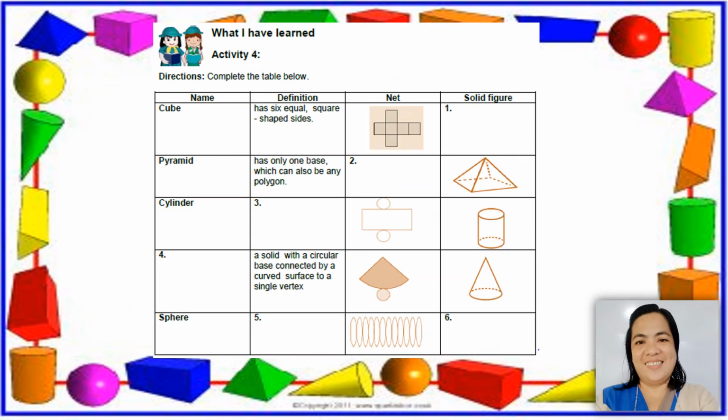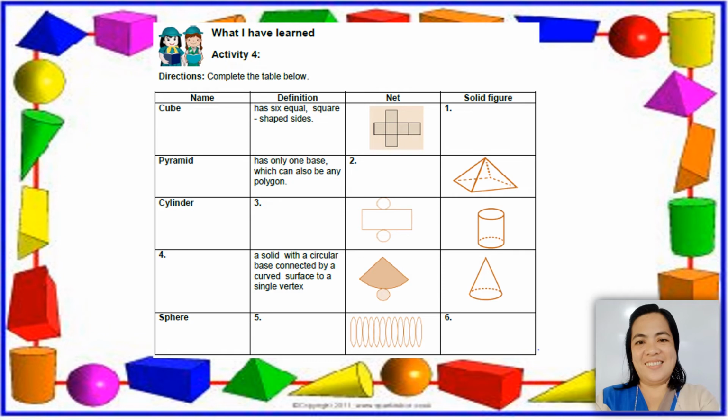What I have learned. Activity 4. Directions: Complete the table below. The table has a name, definition, net, and the solid figure. Number 1, cube has 6 equal square-shaped sides. There is already a net, so you will draw for number 1 the solid figure of a cube. Number 2, pyramid has only one base, which can also be any polygon. So there is already a solid figure, and the unknown is the net for the pyramid.